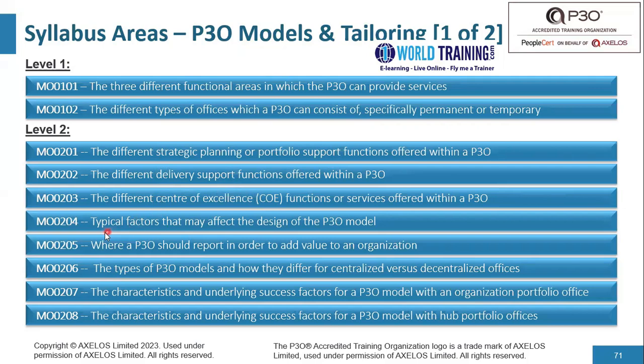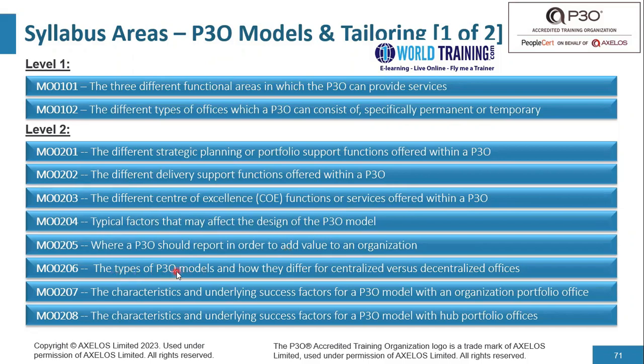We'd also look into the typical factors that may affect the design of the P3O model. We would examine where a P3O should report to in order to add value to the organization. Now, oftentimes in certain organizations, PMOs are not reporting to higher up in the organization, so that would not enable P3O to be empowered, and therefore the right call in terms of to which body or to which governance line within the organization should the P3O report to is an important consideration.